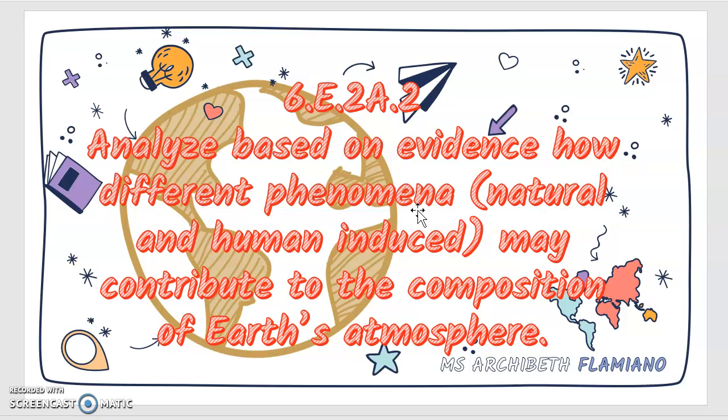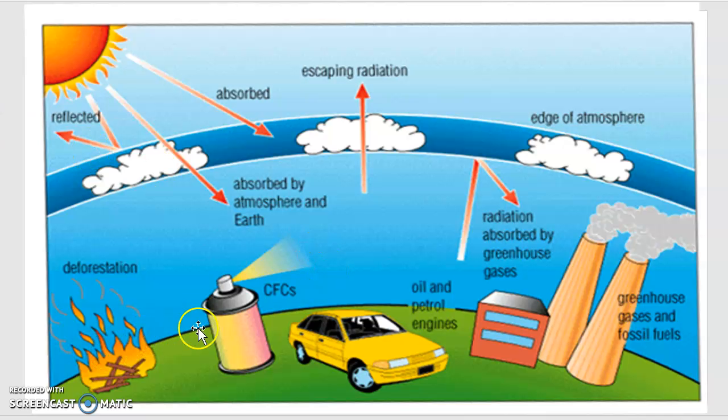So if we look back now to our standard, analyze based on evidence how different phenomena, especially the human-induced, may contribute to the composition of the Earth's atmosphere. Looking back on the activities that we have discussed, this basically will release and add carbon dioxide, methane, and other gases to the atmosphere. These activities that we have mentioned will add to the gases that are found in the atmosphere.